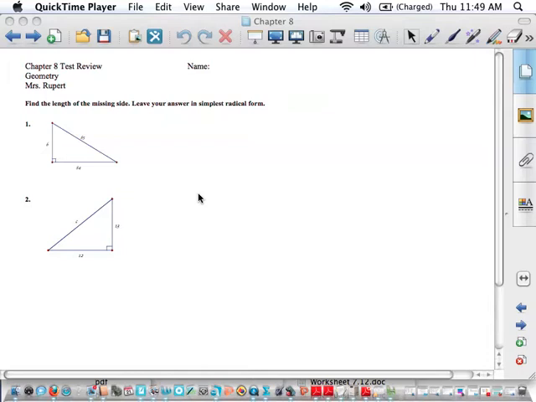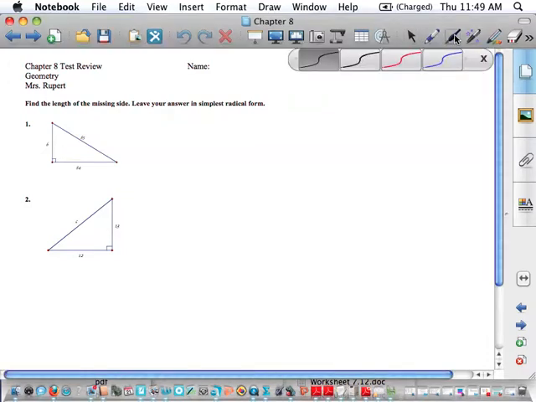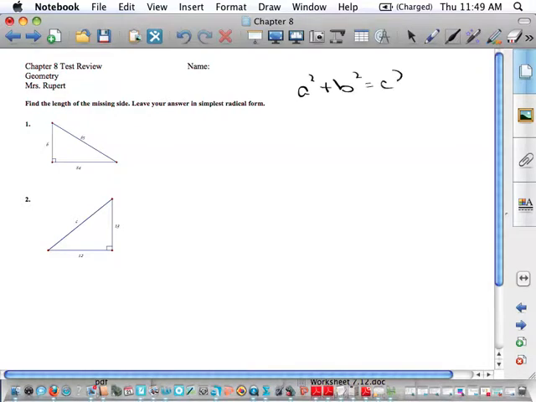Okay, let's take a look at the Chapter 8 review worksheet. Remember, Chapter 8 covered the Pythagorean theorem, and that's where we're going to start. That is a squared plus b squared equals c squared. So in this first triangle, that would be 84 squared plus b squared equals 85 squared.